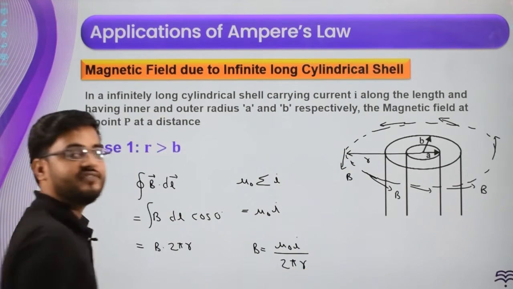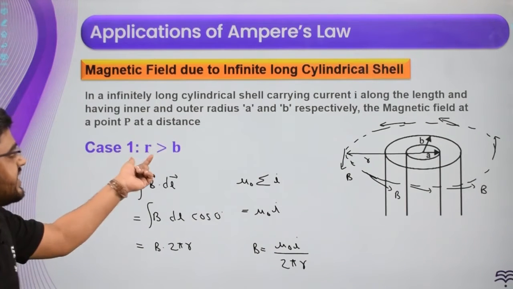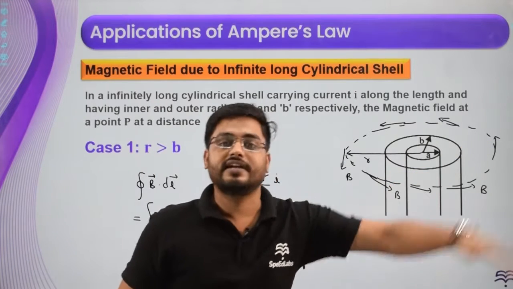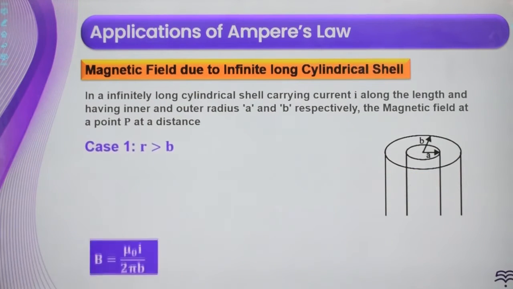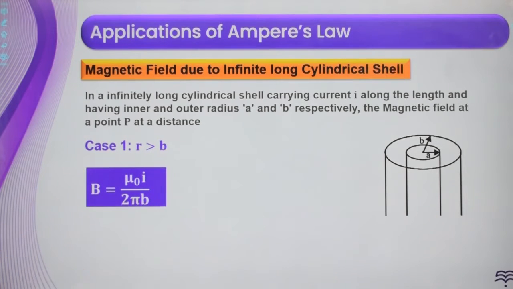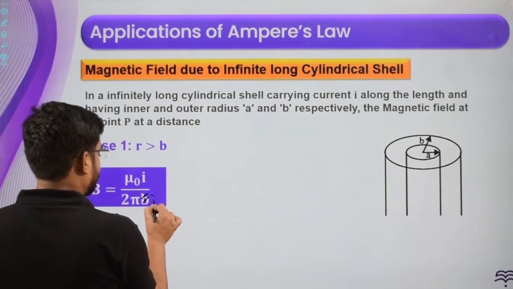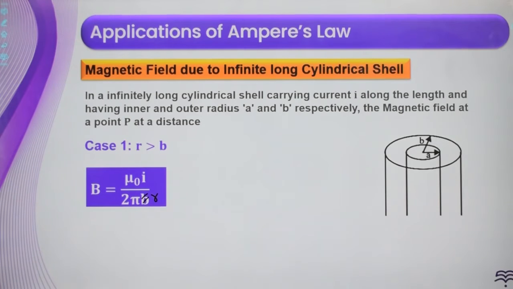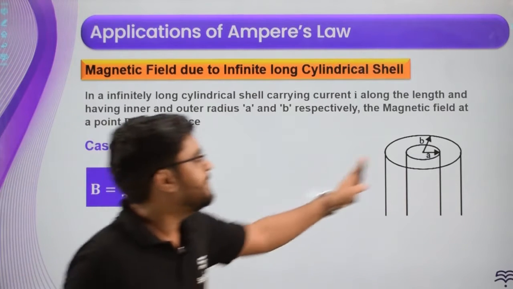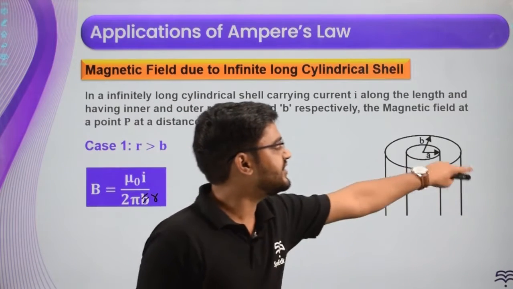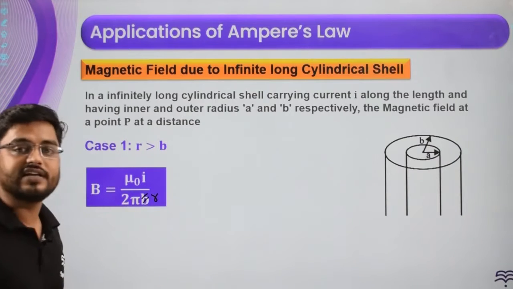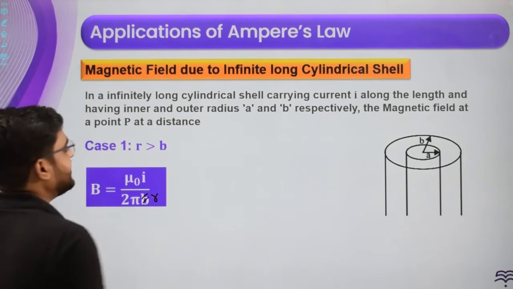And that's the magnetic field at a distance R, which is even bigger than the outer radius. In case number 1, this is mu naught I by 2 pi R. Okay, this is wrong. Now at a distance R we are checking, not at B. If we are checking at R equal to B, then you can put R equal to B over here, because it is valid for R greater than or equal to B.